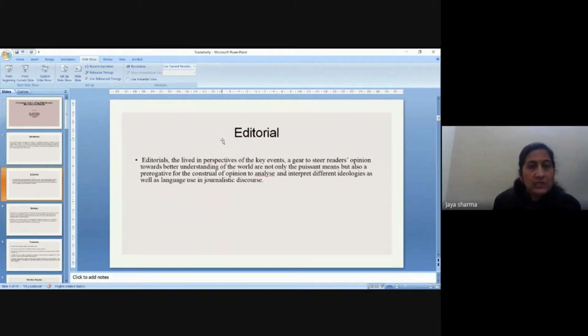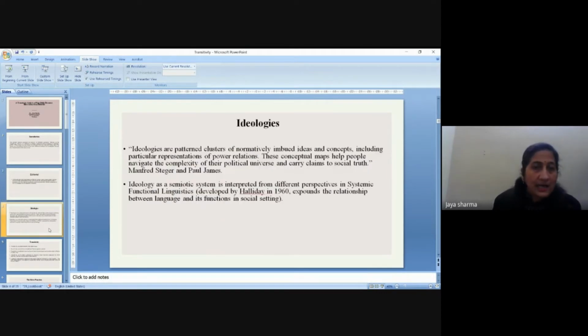Editorials that give perspectives on key events are geared to steer readers' opinion towards a better understanding of the world. They are not only the precise means but also a prerogative for the construal of opinion, to analyze and interpret different ideologies as well as language used in generalistic discourse. Ideologies are patterned clusters of imbued ideas and concepts, including particular representations of power relations.